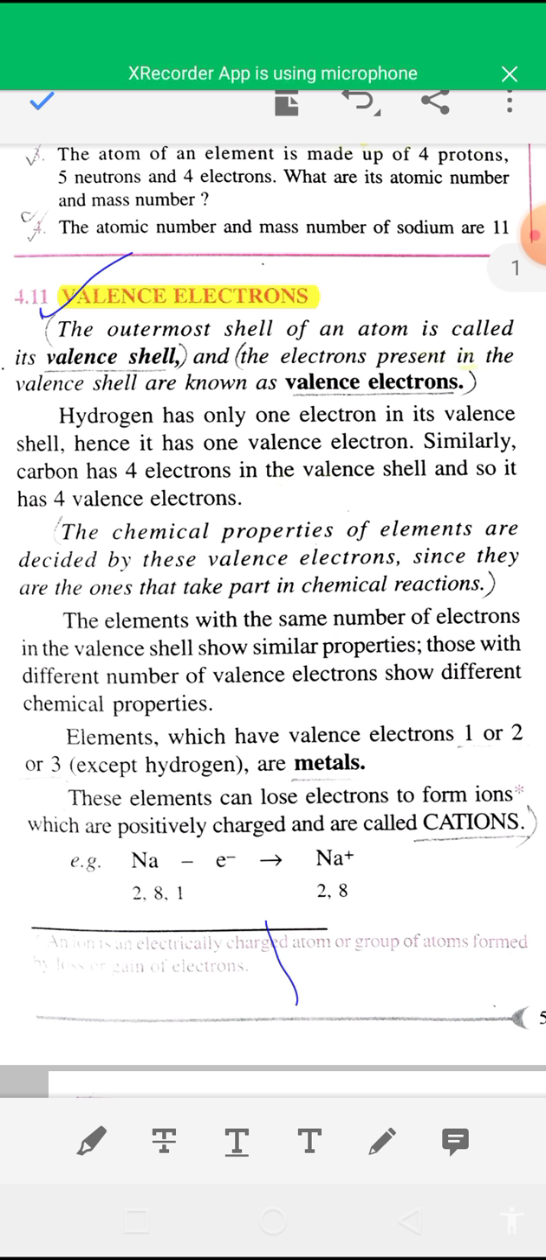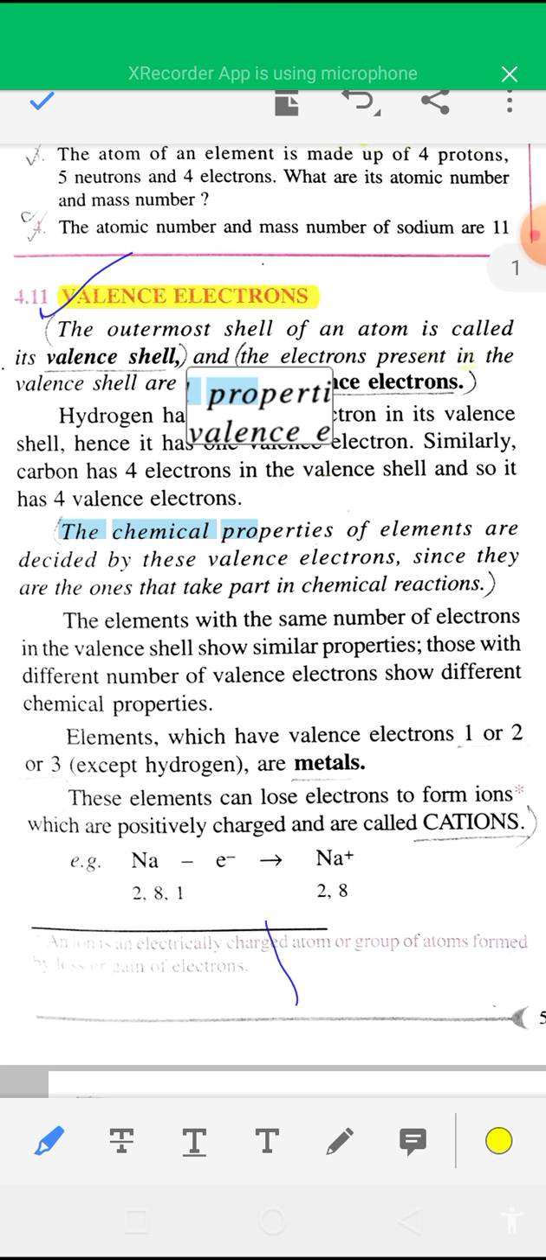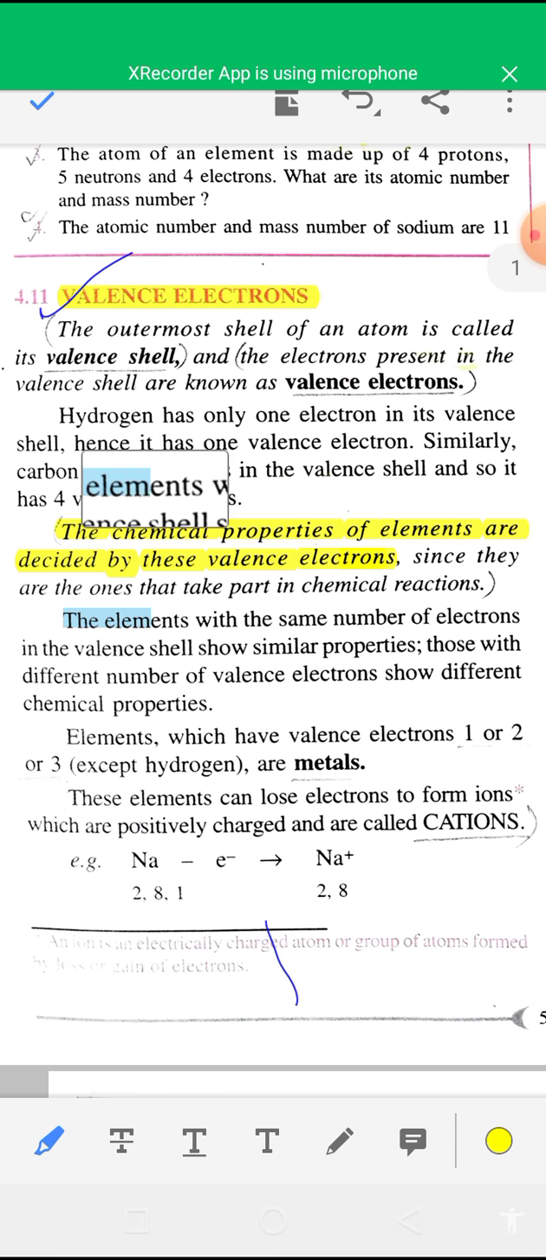And the chemical properties of elements are decided by these valence electrons, since these valence electrons take part in chemical reactions. Okay, so chemical properties of elements are decided by the number of valence electrons. The elements with the same number of valence electrons show similar properties, and those with different numbers of valence electrons show different chemical properties.